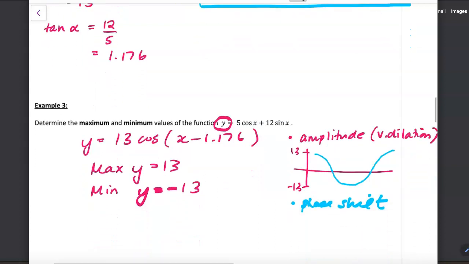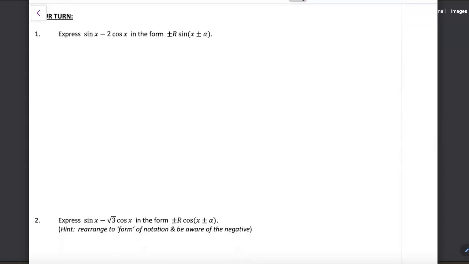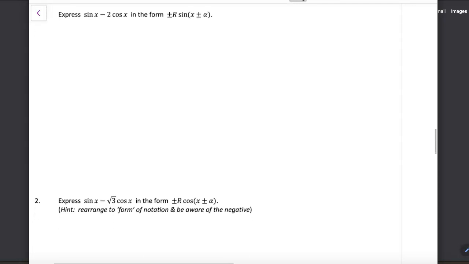So now it's your turn to have a go at the following two questions. Express sine x, subtract 2 cos x in the form of a sine curve. And in question 2, express sine x, take the square root of 3 cos x in the form of a cosine curve. So I've just put 2 hints here.